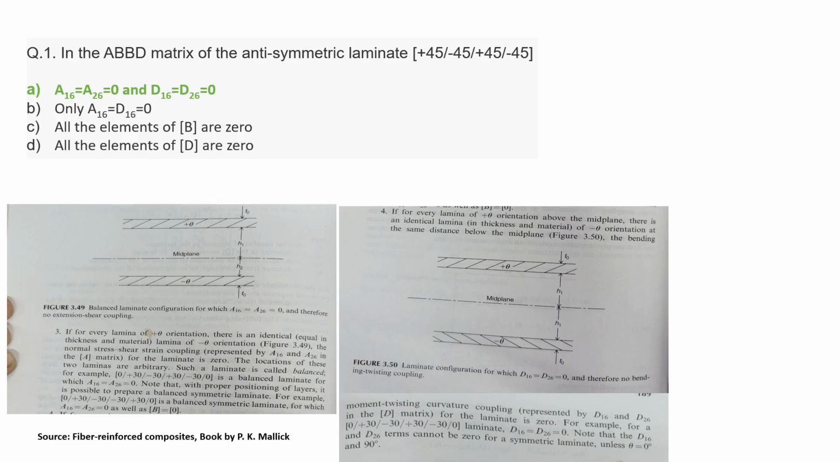So the first question is, in the ABBT matrix of the anti-symmetric laminate plus 45, minus 45, plus 45, minus 45, which of these options are correct? Option A: A16, A26 equal to 0 and D16, D26 equal to 0. Option B: only A16 and D16 are equal to 0. Option C: all the elements of B are 0. Or option D: all the elements of D are 0.